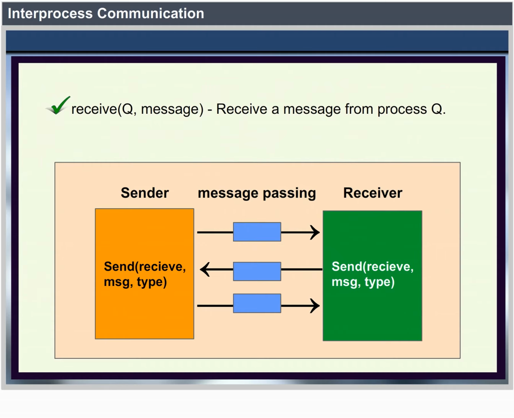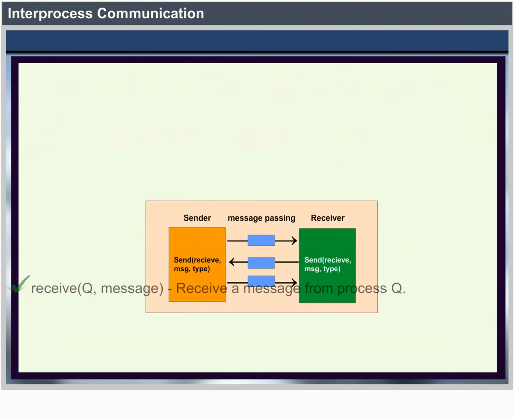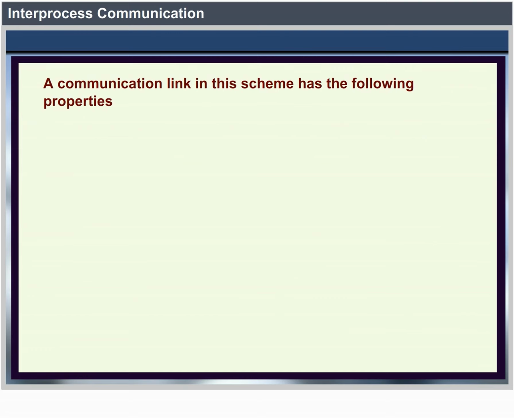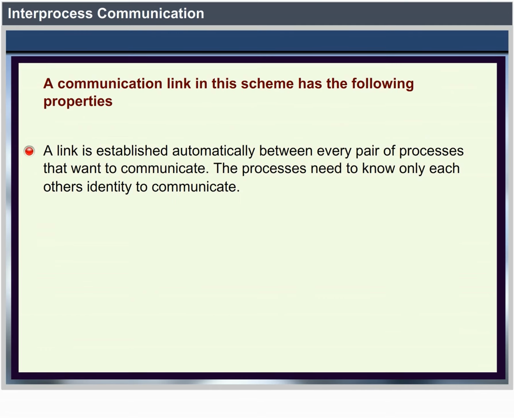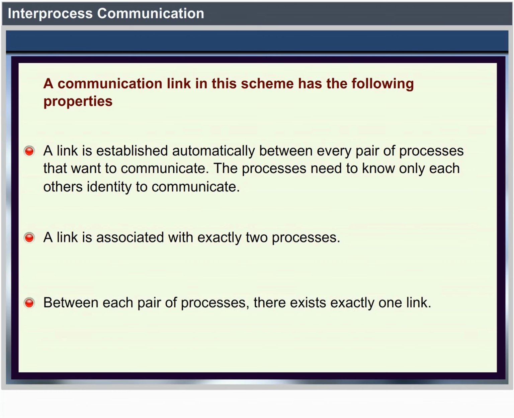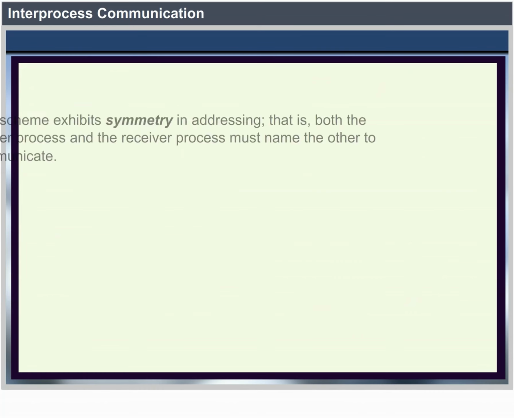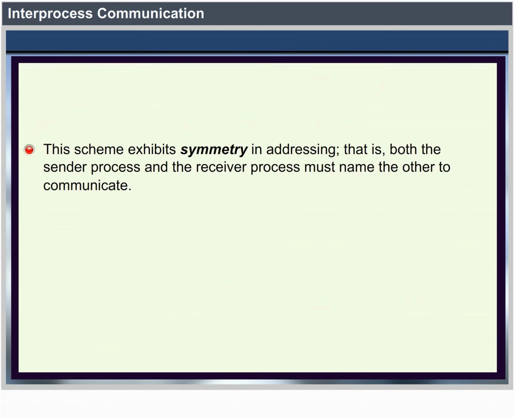A communication link in this scheme has the following properties. A link is established automatically between every pair of processes that want to communicate. The processes need to know only each other's identity to communicate. A link is associated with exactly two processes. Between each pair of processes there exists exactly one link. This scheme exhibits symmetry in addressing, that is, both the sender process and the receiver process must name the other to communicate. A variant of the scheme employs asymmetry in addressing.